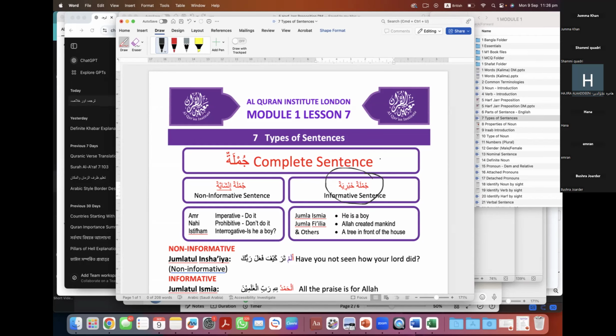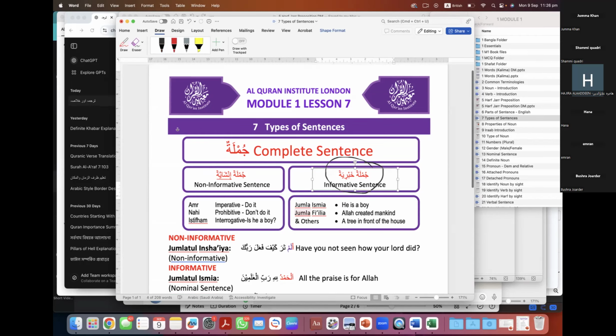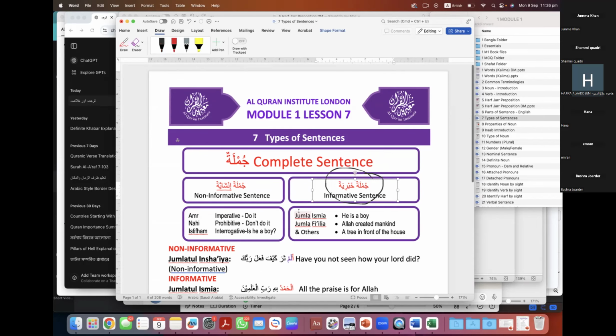Have you understood so far? Have you understood these two types of sentences by definition? I would like to hear from everyone by chat, please.